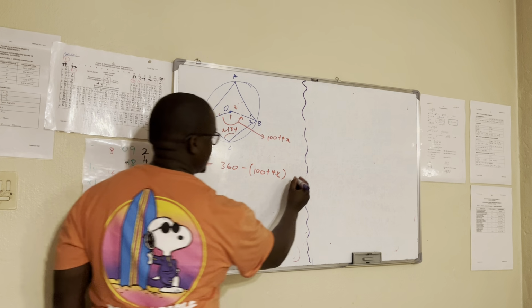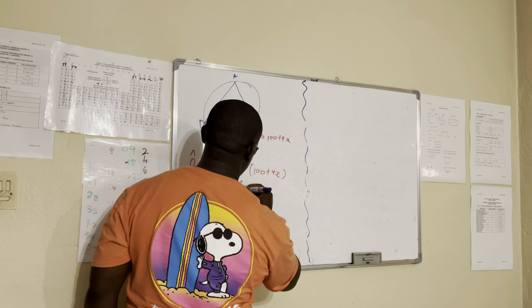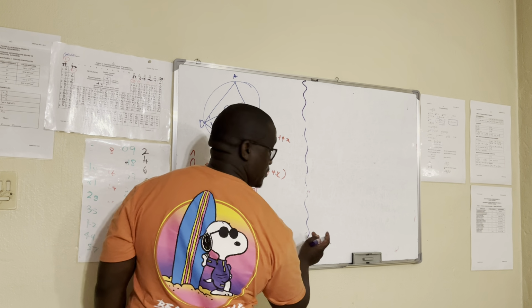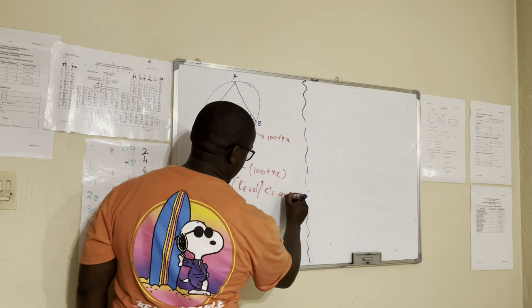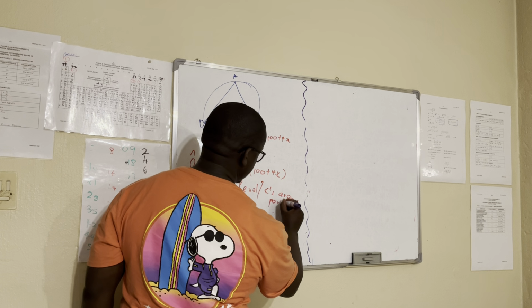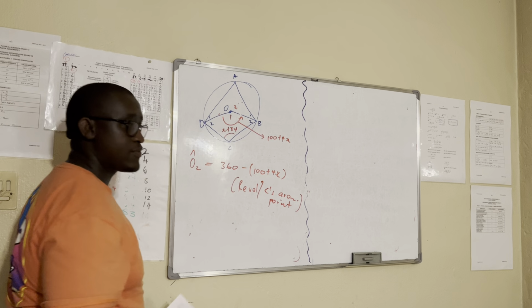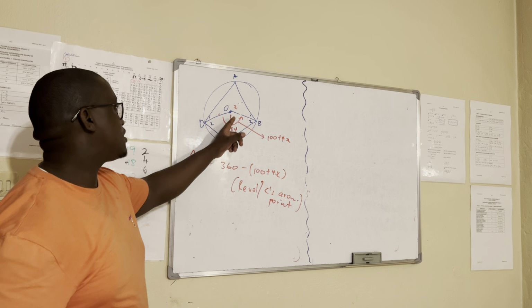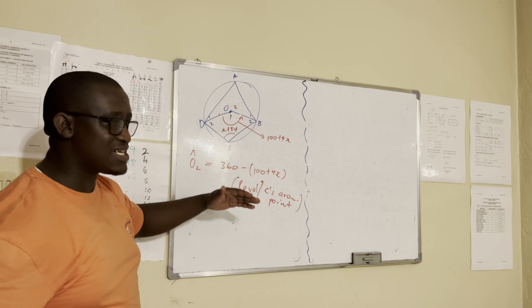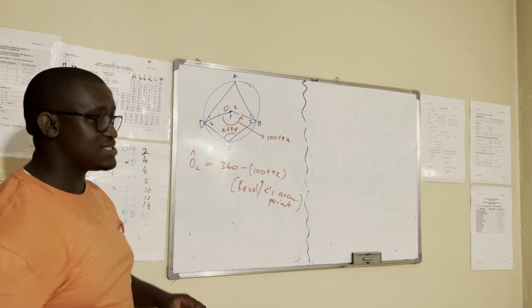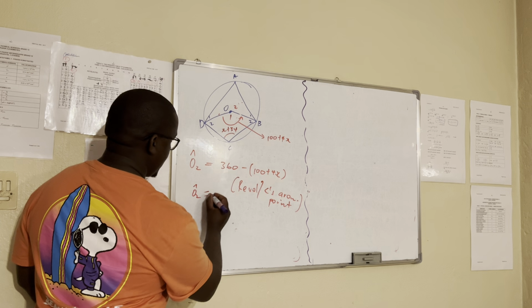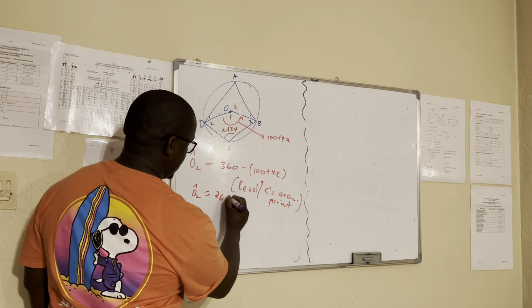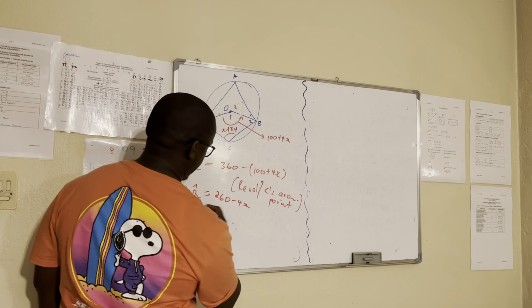It doesn't mean revolution. Angles around a point. Revolution of angles around a point. So O2 is equal to 360 minus O1, you take O1 plus O2, and then you're going to say 360 minus 8. So if I simplify it, O2 here is 260 minus 4x.